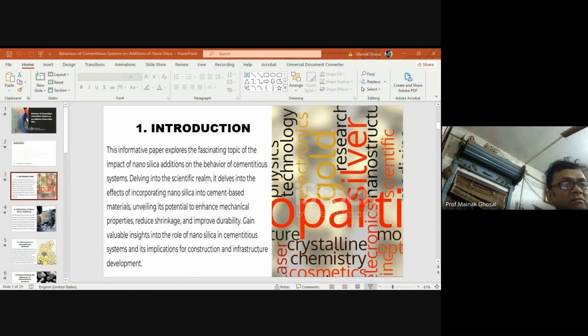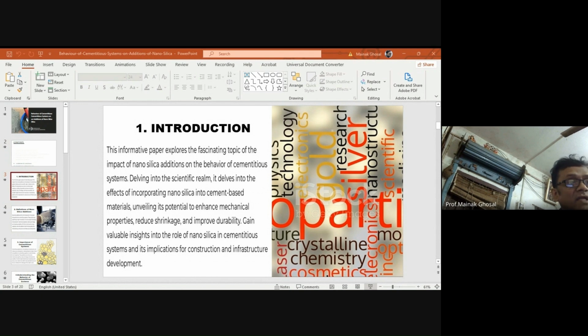This paper, as I just told, explores the topic of the impact of nanosilica additions on the behavior of cementitious systems and cement-based materials, unveiling its potential for property enhancement and improved durability, and also offers insights on the systems and implications, how it can be applied to construction and infrastructure development.